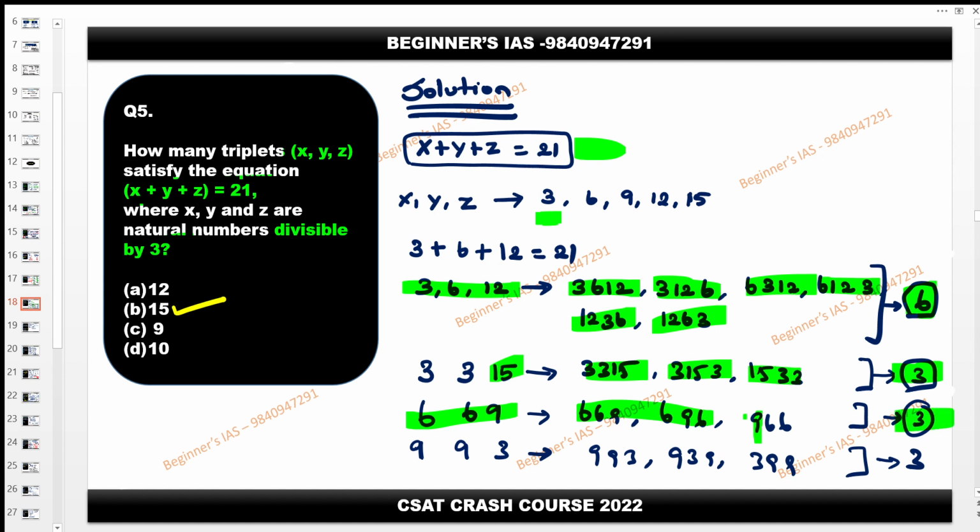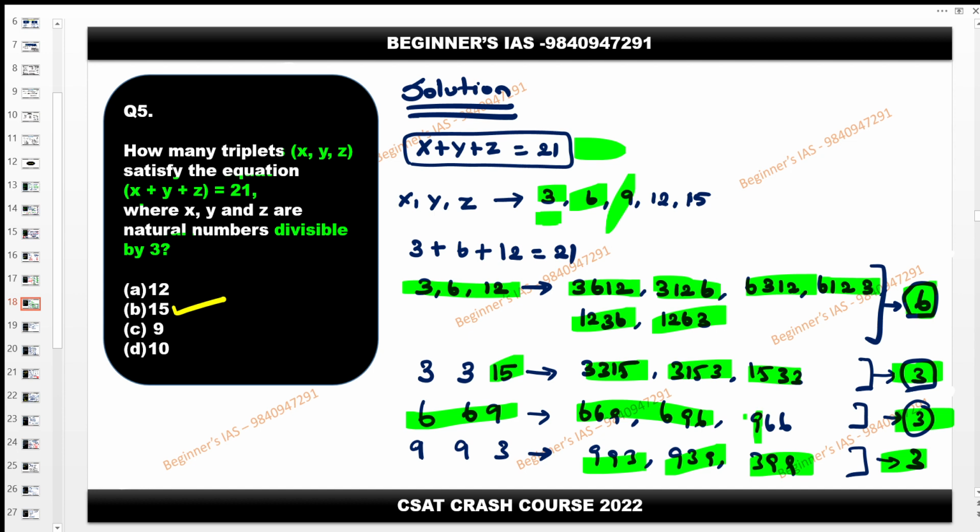So therefore here 3. So the next thing is, now 3 is completed, 6 is completed, then we have to go with 9. With 9 we can take 9 plus 9, 18, plus 3, 21. So now with this we can form 993, 939, then 399. So therefore here 3. So the total: 6, then here 3, 9, then here 12, 15. So therefore 15 triplets can be formed.